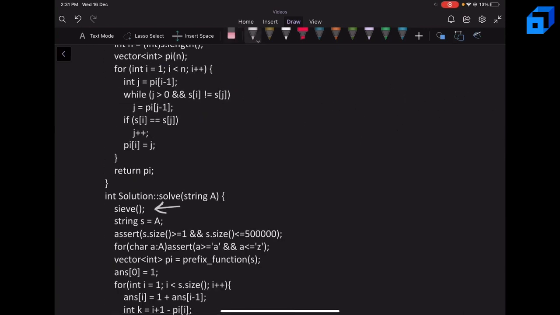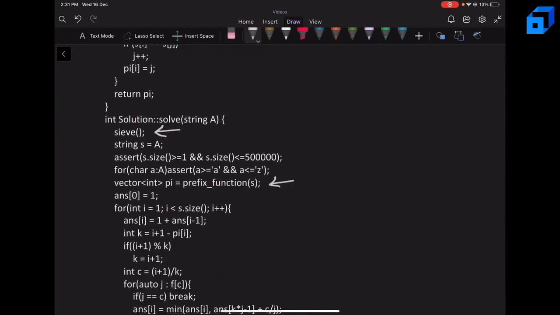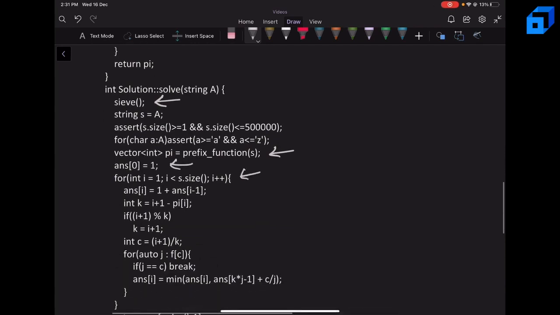Now, this pi actually stores the prefix function of the string s. So I'm not going to describe how the prefix function works. And we initialize answer of 0 as 1. Now we'll iterate from 1 to n minus 1. We initialize answer of i as 1 plus answer of i minus 1.